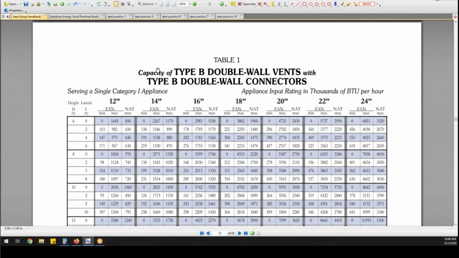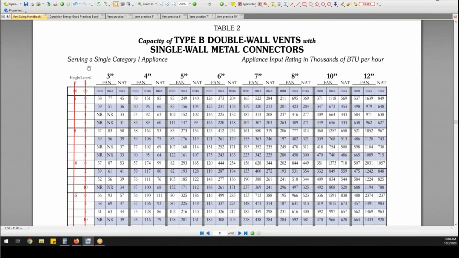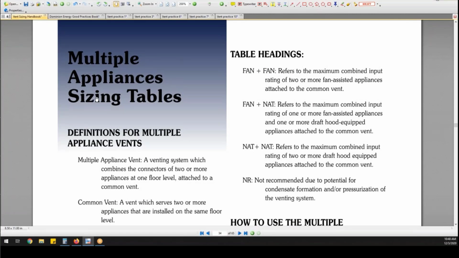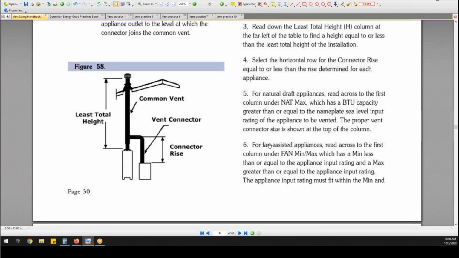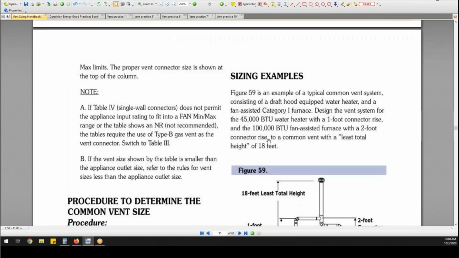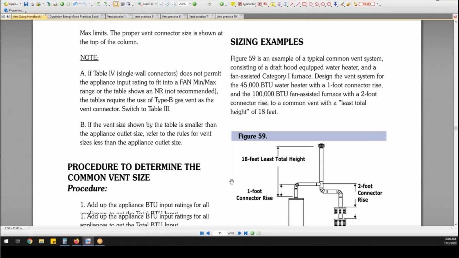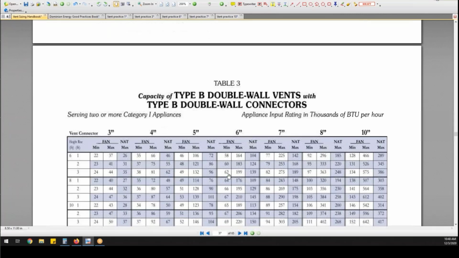We've got to go find where we're dealing with multiple appliances. I can't use table 2 because it's still for single category 1 appliance. So, multiple appliance sizing tables. And oh my goodness, if you read the book, they explain how to do all this, okay? They even give you examples, okay? If I had read the book, I'd be highlighting this stuff, but whatever. I'm gonna skip right to the table and show you how to do it.